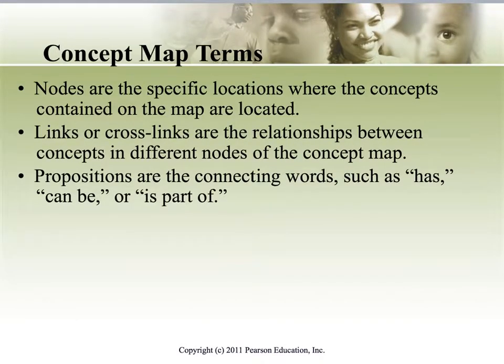So in a concept map, we have terms such as nodes, which are the specific locations where concepts contained in the map occur, and links or cross links, which are the relationships between concepts in different nodes of the concept map. Propositions are the connecting words such as has, can be, is, or part of.